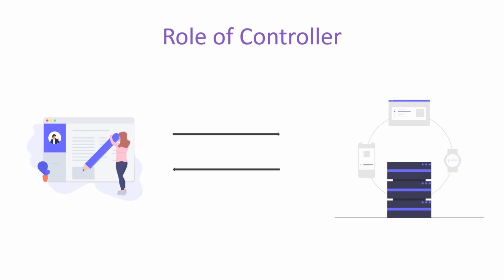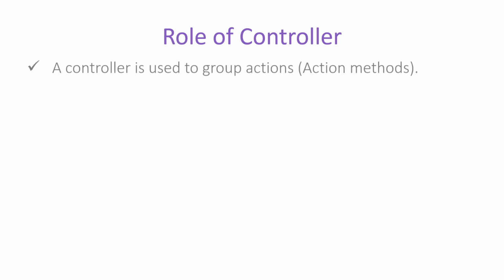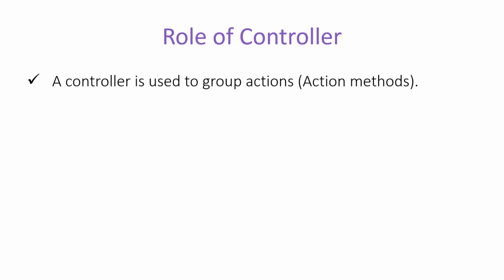Now let's learn the role of controller in detail. A controller is used to group actions. All the similar actions or operations we define in one class. What are the actions? What are the operations? Suppose I'm working on an employee application. So getting the employee is one action. Adding a new employee is one action. Getting the home page of the application is one action. Getting the about page of the application is one action. So these are some examples of the actions, and we generally group the similar actions into one controller.